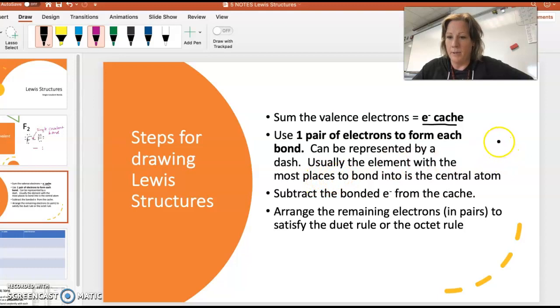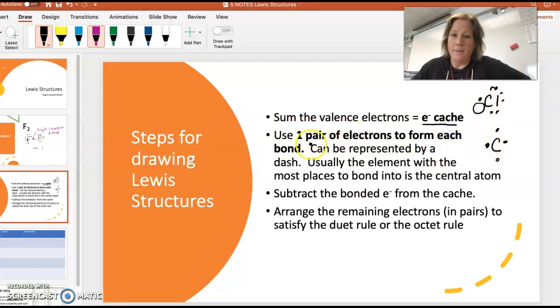For example, carbon, which we know has 4 valence electrons, so it really has 4 openings, places where there are unpaired electrons, I would pick to be in the middle, versus chlorine, which only has 1 unpaired electron spot right here. You're going to get better at that too, and we'll see more examples.